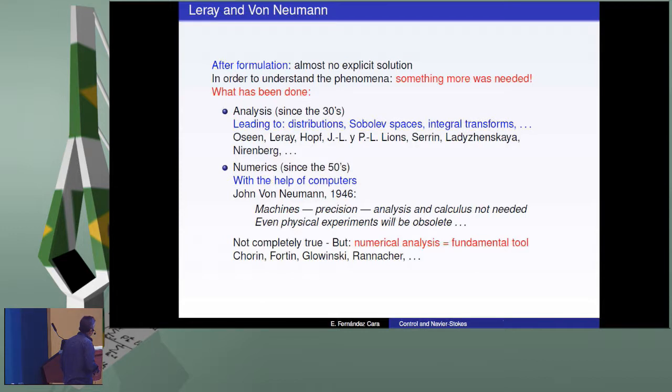It is interesting to remember a sentence by John von Neumann in 1946, in which he said that he thought that the machines were going to produce numerical results with such a precision that in a few years the analysis, the calculus, and even physical experiments would be obsolete. Of course, this is not true. There are still many things to do from the theoretical viewpoint, but it is undoubted that the numerical analysis nowadays is fundamental in order to understand the behavior of the fluid under general circumstances.